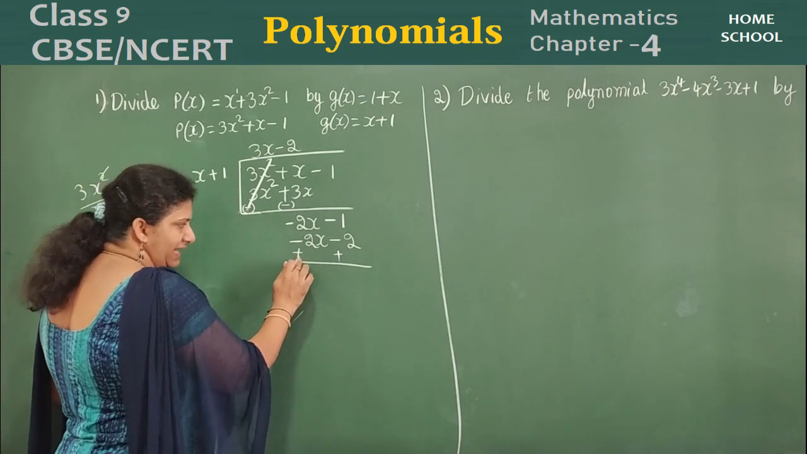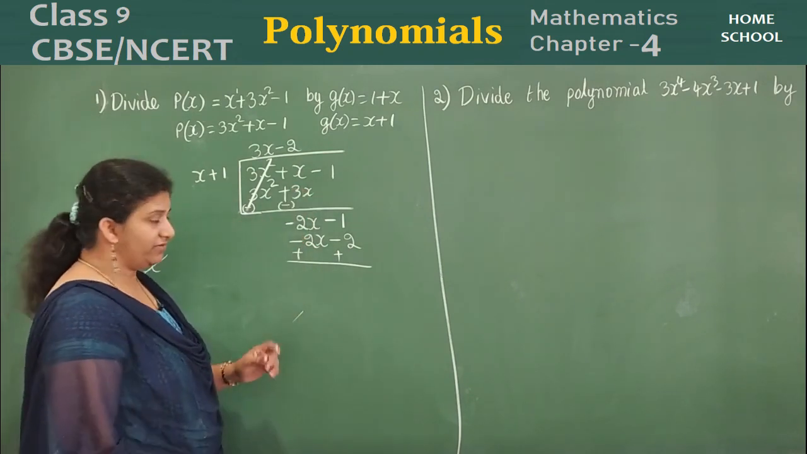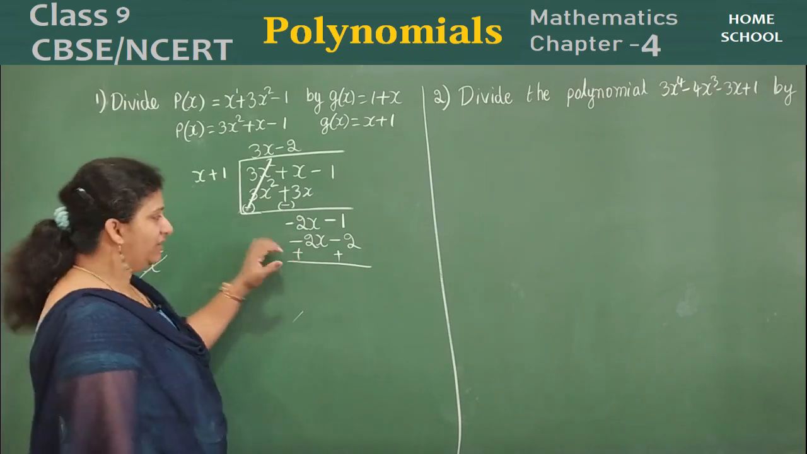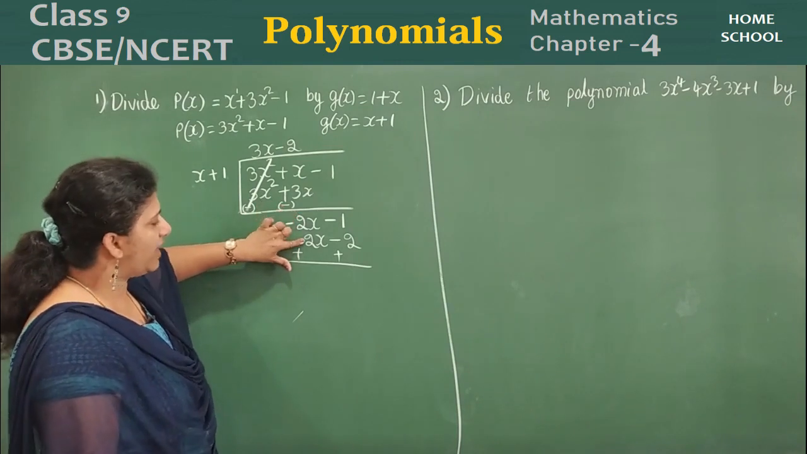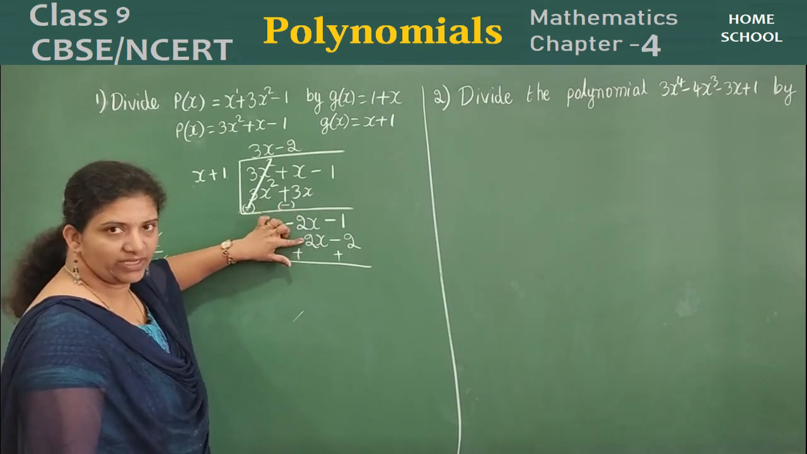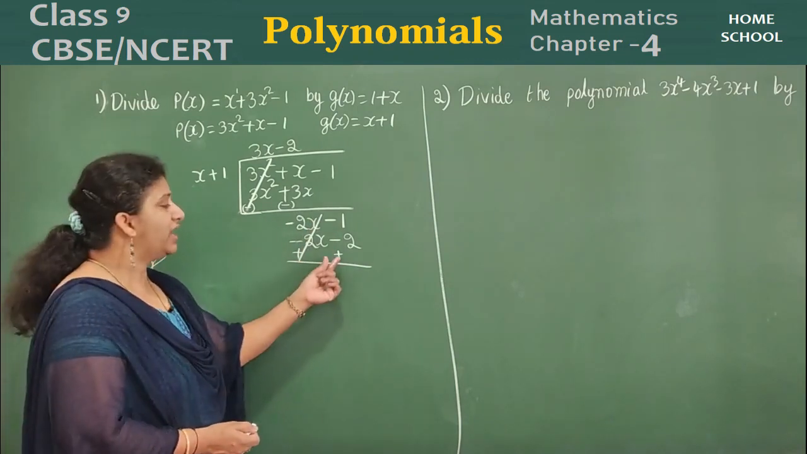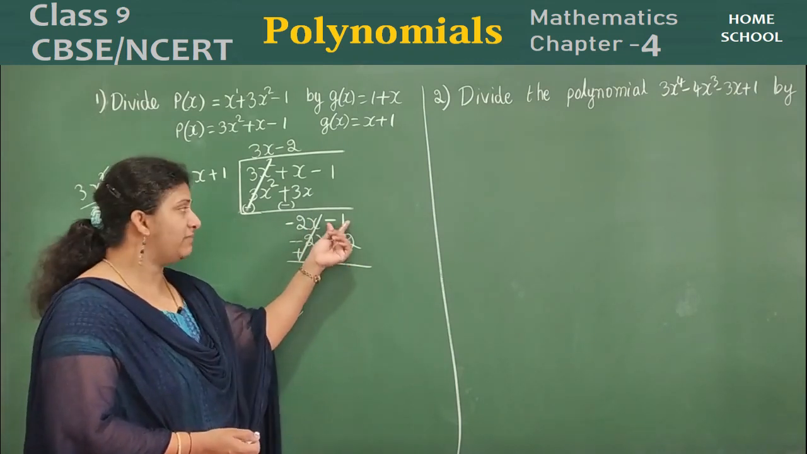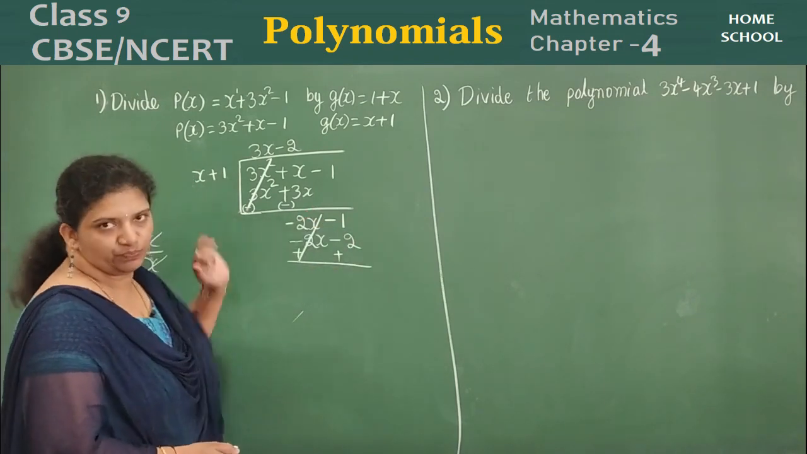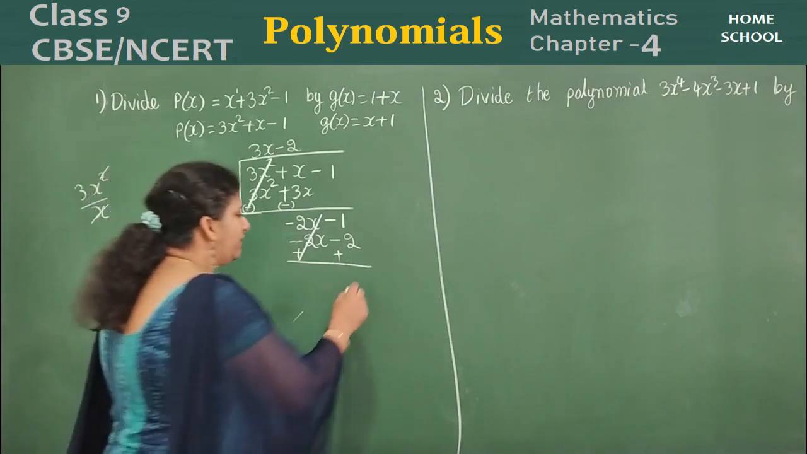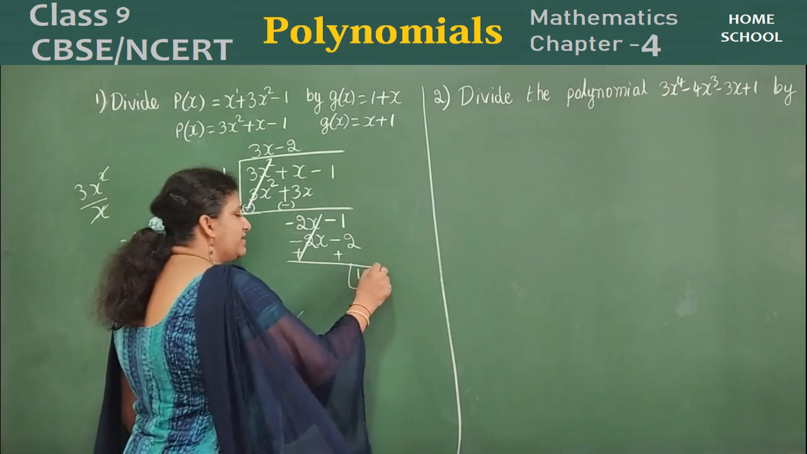When you are changing any sign, you should forget this sign, children. Understand carefully. Now what you can see here? Minus 2x plus 2x. Minus 2x plus 2x will be cancelled. And here also same manner. Don't say again minus 1, minus 2. Don't say. Minus 1 plus 2. Minus 1 plus 2 will be 1. This is your answer.